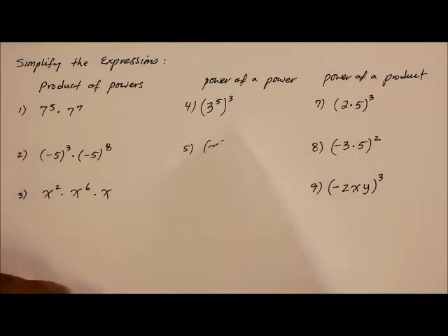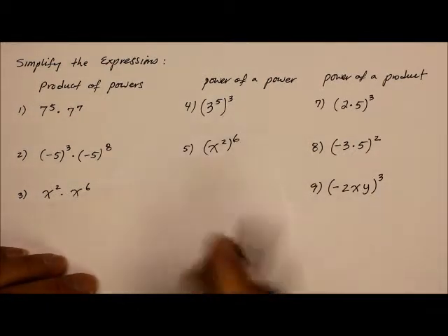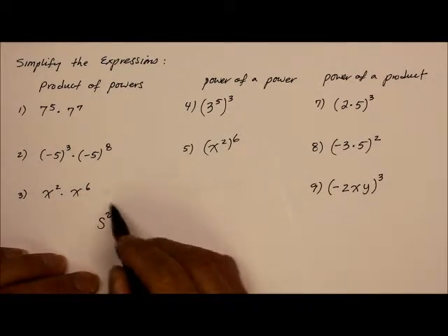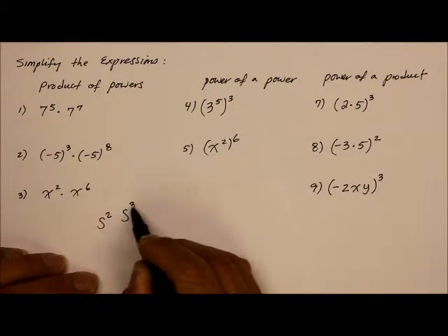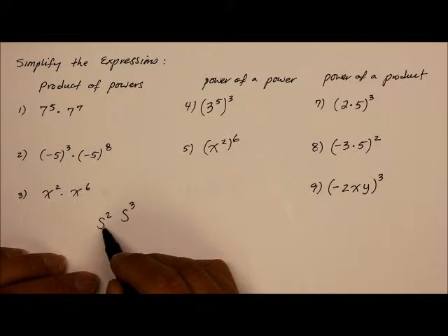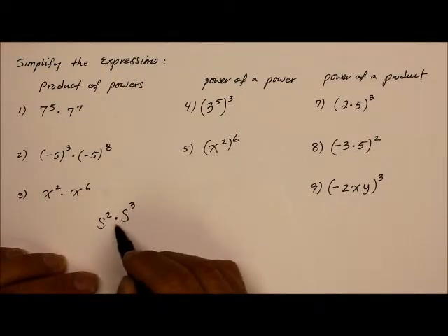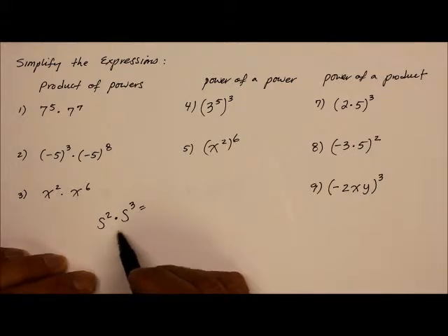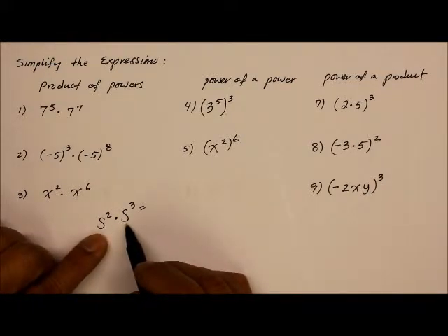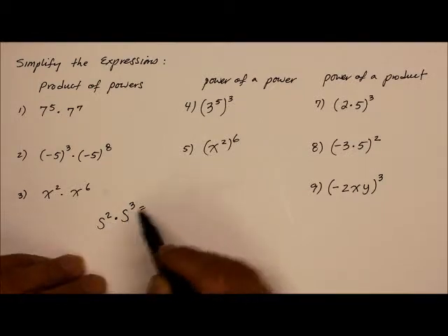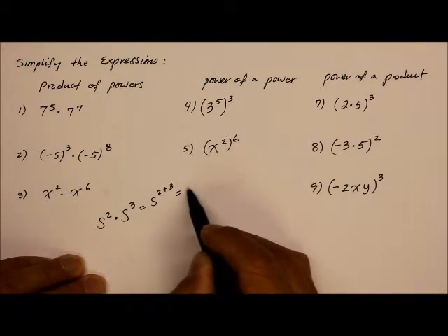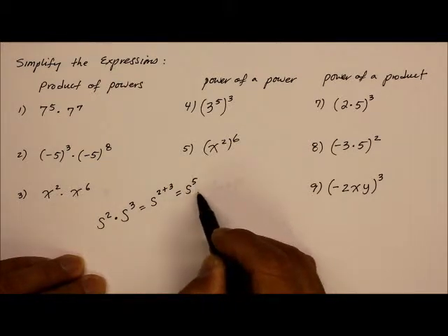The first one is product of powers. So here's a number with a power, and here's another number with a power, and we're going to take the product of that. That's why it's called product of two powers. In this case, the rule is if the bases of the two factors are the same, then you're supposed to add the exponents. So you get s to the 2 plus 3, which becomes s to the 5th power. That's it.